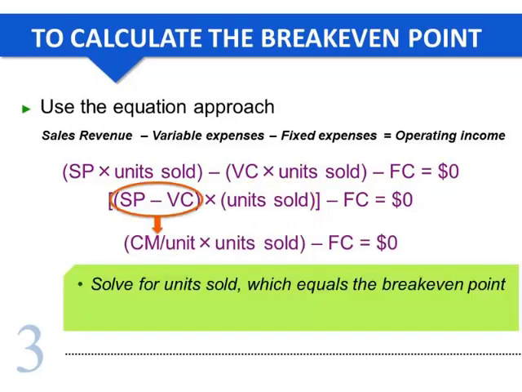Recall that the selling price minus the variable cost per unit equals the contribution margin per unit. So we could start by using the contribution margin times the number of units sold minus the total fixed expenses and setting the equation equal to 0. Why do we set the equation equal to 0? That's because the definition of the break-even point is the sales volume at which operating profit equals 0.